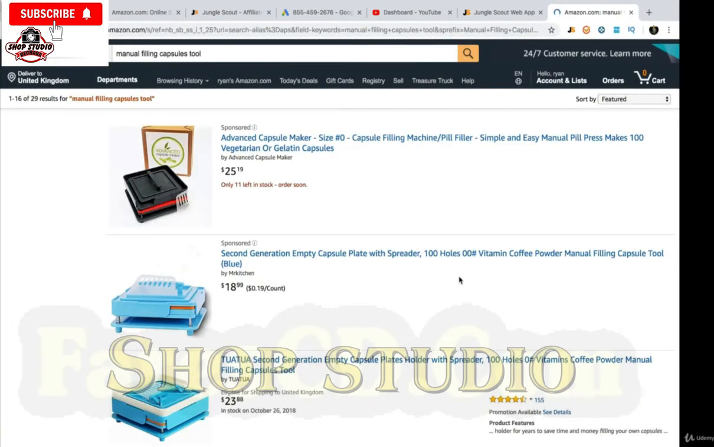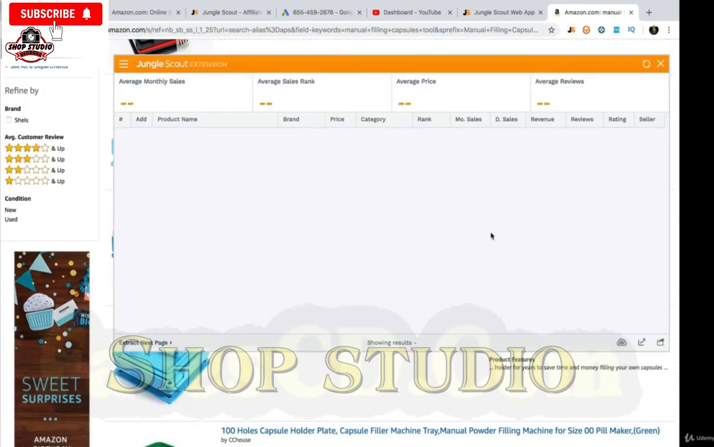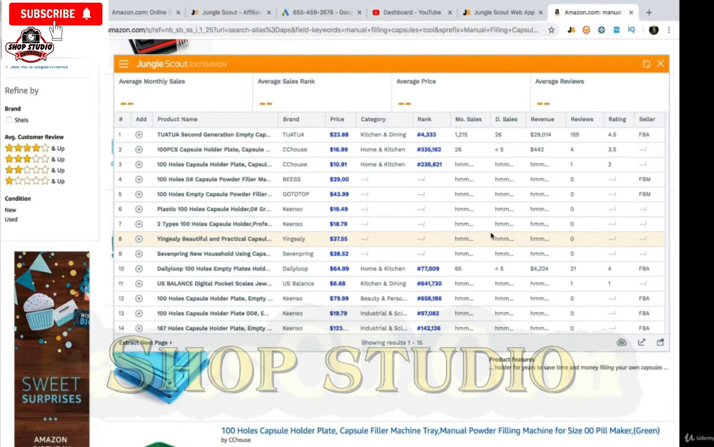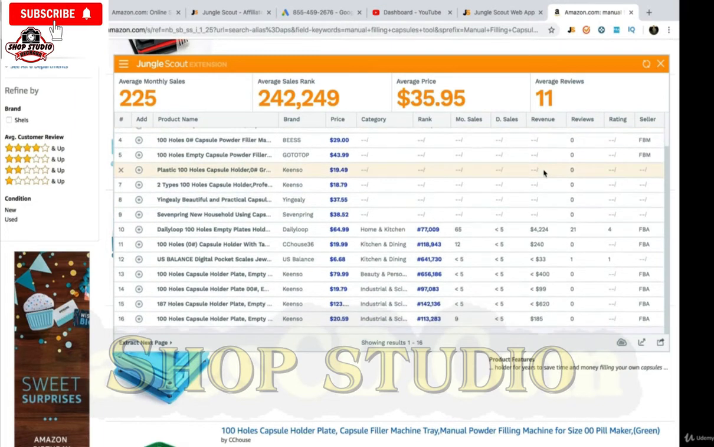Have a look and see what we get. So we get the numbers out with the Chrome extension. I'm not sure why these numbers, sometimes Jungle Scout will do this and it won't give you the numbers. It's like a glitch in the system. Sometimes it will freeze.